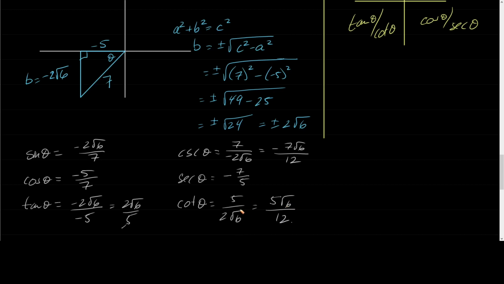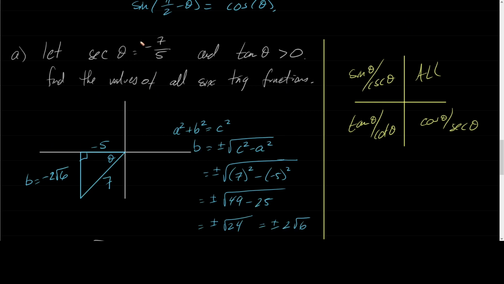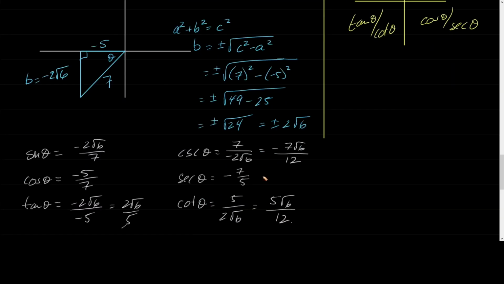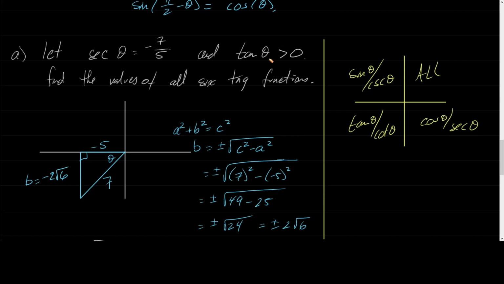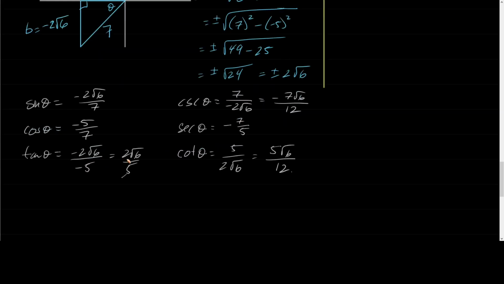Notice that this is consistent with what we wanted. We have secant being -7/5. That's exactly what I found. And we had tan theta being positive, and that's exactly what we found.